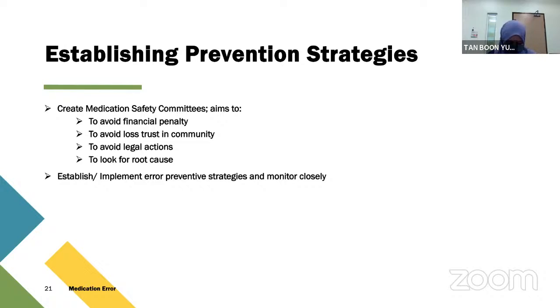In establishing error preventive strategies, you can also include medication safety elements in the ward checklist or pharmacy visit list or in audit. So during audit, the auditor can actually tell the auditees the action plan that they have to take. So these preventive strategies can be taken as long as you abide.